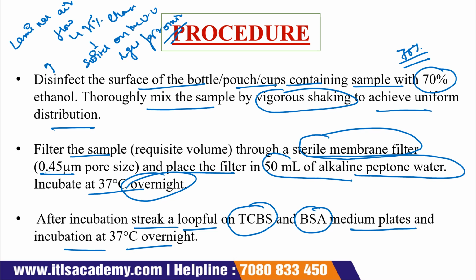So what we have to do is prepare two separate plates. One is your TCBS and one is your BSA. Now after incubation in alkaline peptone water, we get some colonies. So we streak that loop on that media separately, and then we place that plate inside the incubator overnight at 37 degrees Celsius.